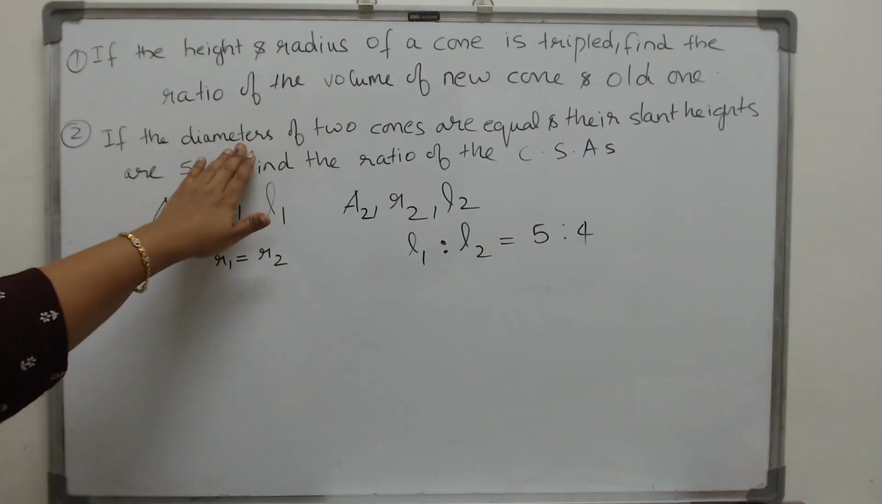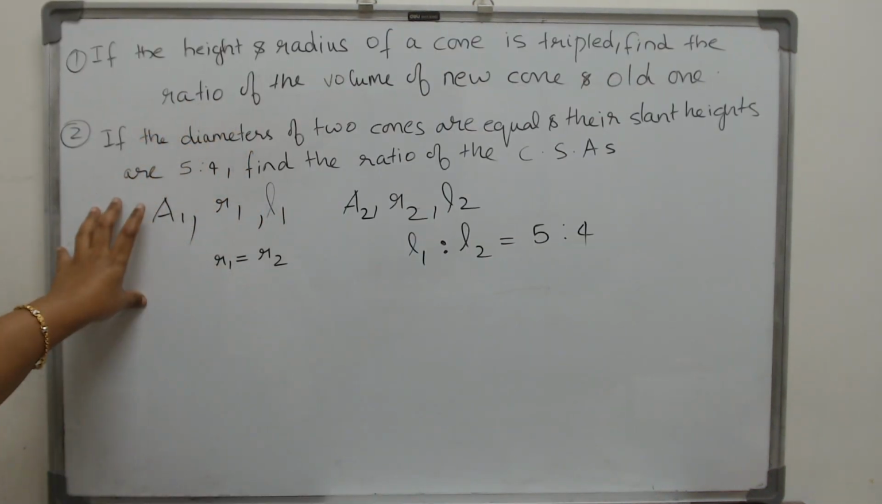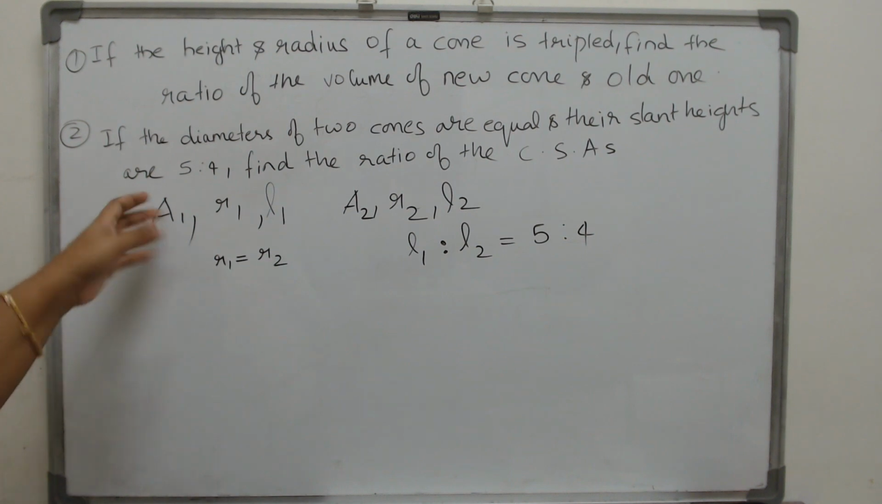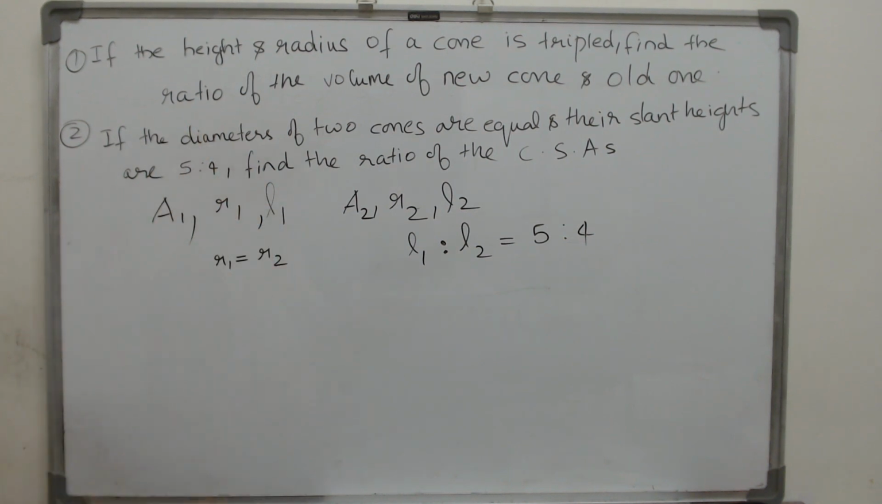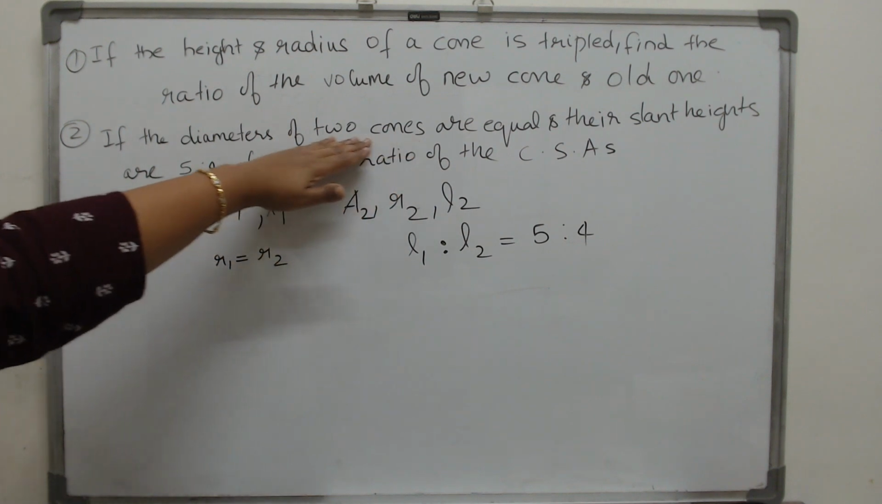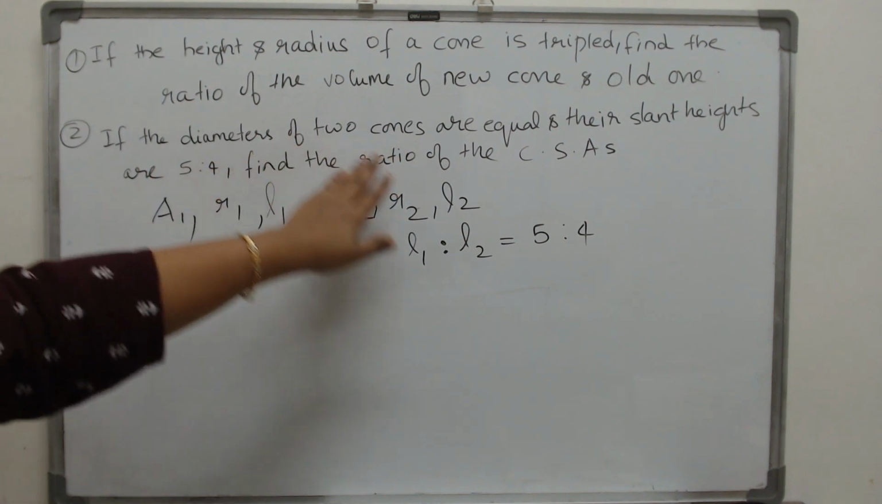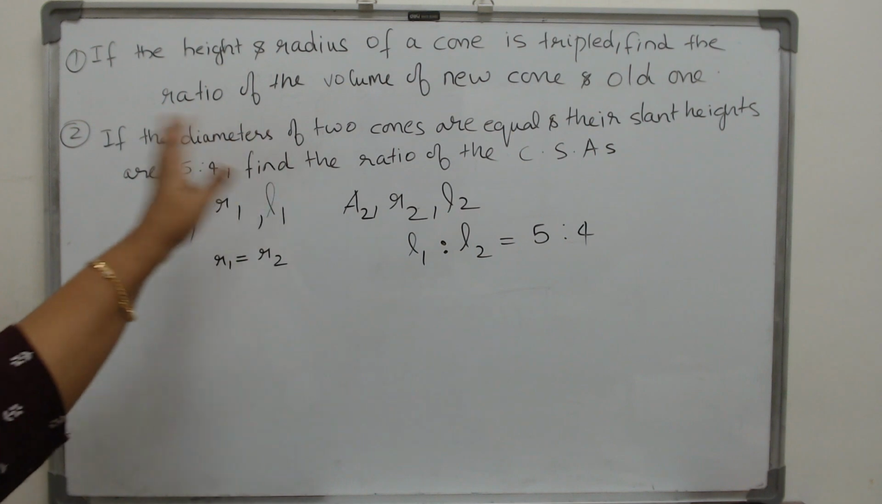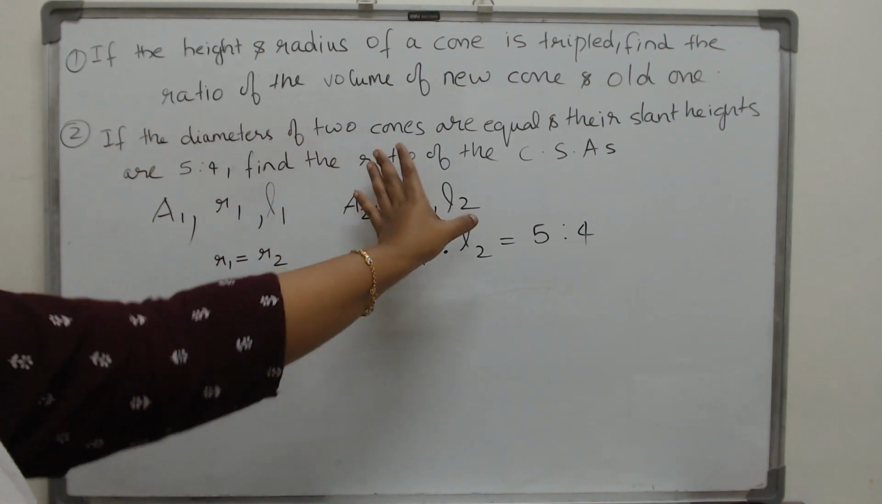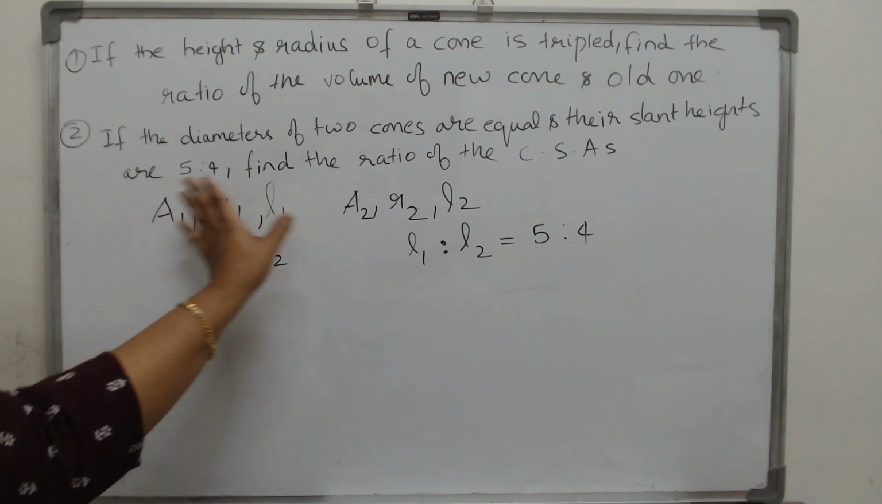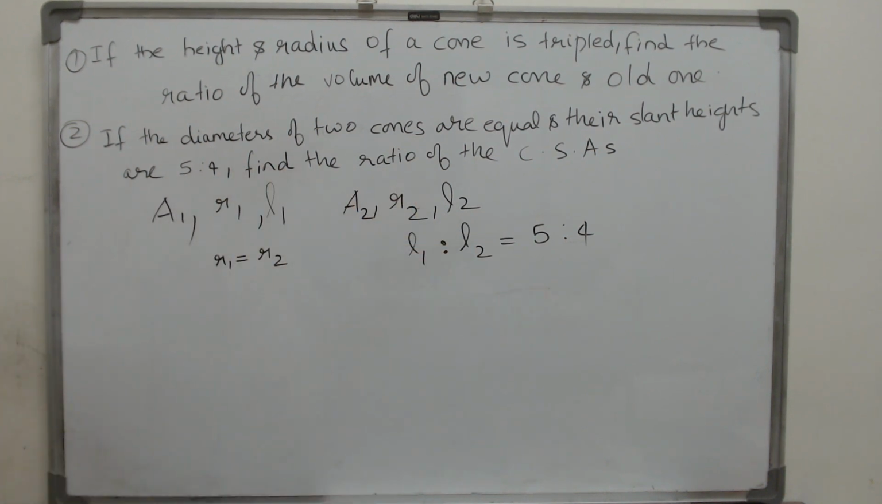Now look at this question. Whenever you have a cone, we take its area as A, its radius as R and its slant height as L. But here, what are you dealing with? You are dealing with two cones. So they will have different area, different radii, different slant height. So you have to take two sets of values. One is A1, R1, L1. The other is A2, R2, L2.